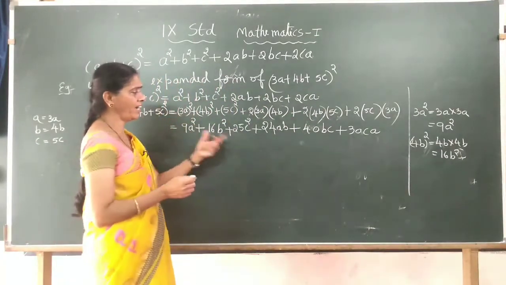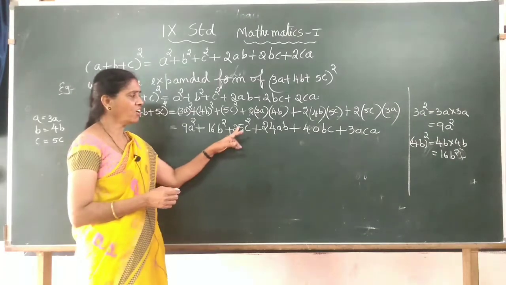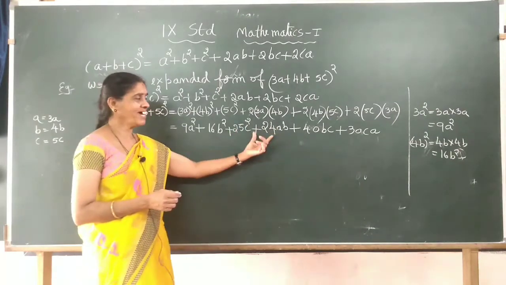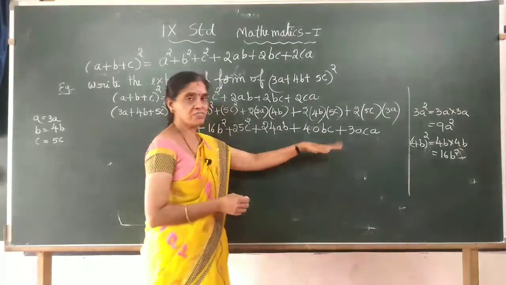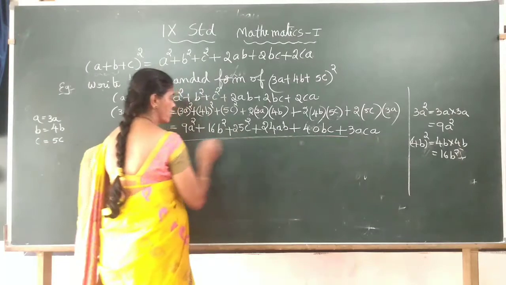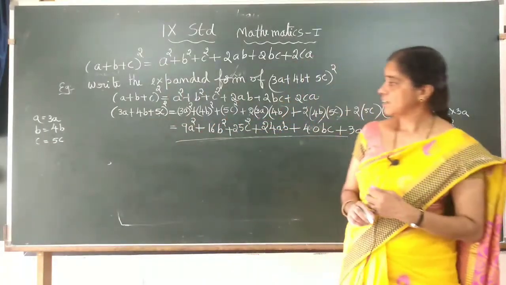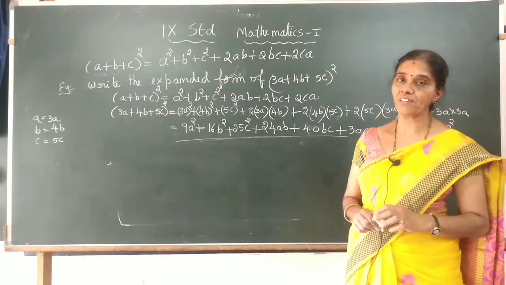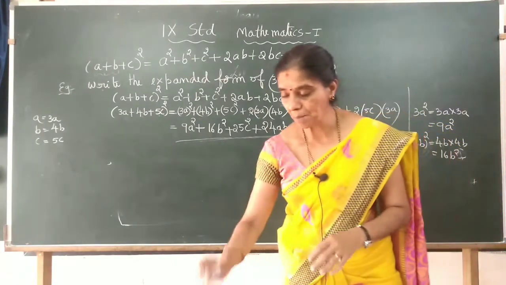Now can we add any other terms, is there any simplifying step? They are all different terms, unlike terms, so you cannot add them. Keep it as it is; we cannot simplify further. This is the final answer. So this is the expanded form of (3A + 4B + 5C) whole square. Understood? We'll do one more example problem.